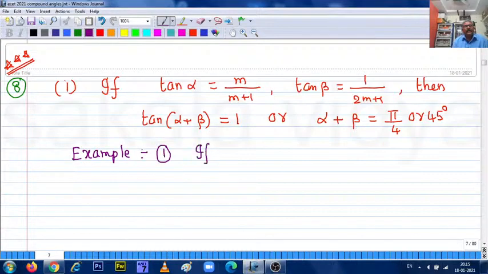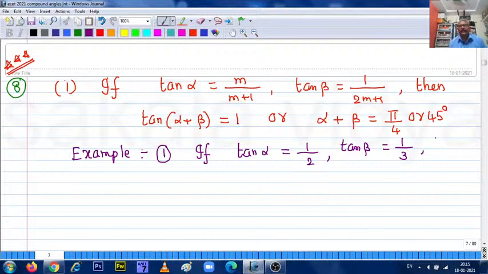See, if tan alpha is equal to 1 upon 2 and tan beta is equal to 1 upon 3. Yes, Nana. You check here, tan alpha is equal to, m is equal to 1, 1 plus 1 is 2. Here 2 into 1, 2 plus 1, 3. It is in the form of 1 by m plus 1, 1 by 2m plus 1.